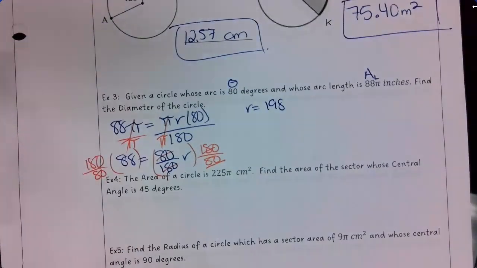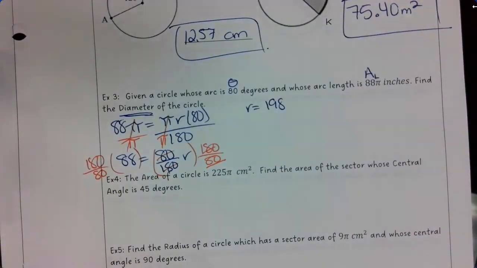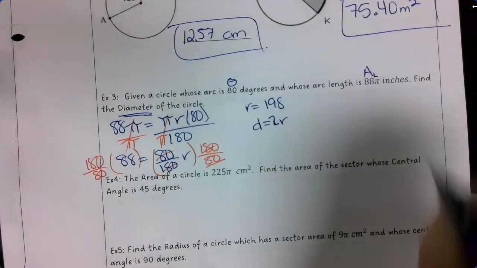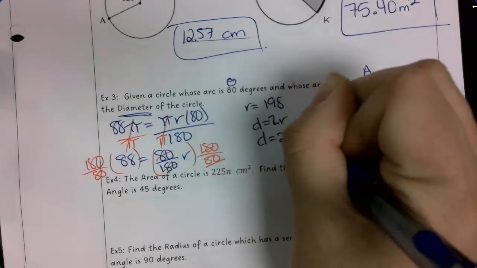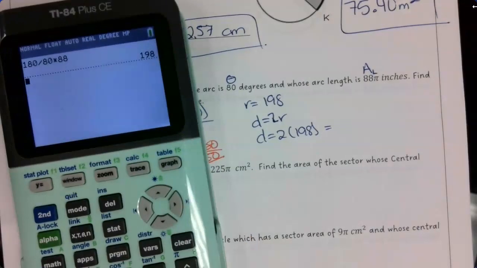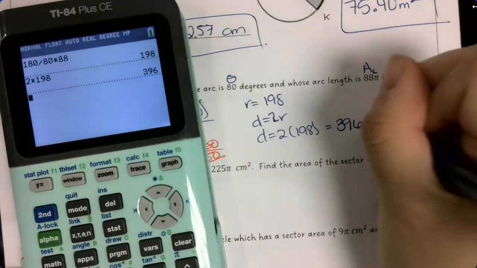But the question wasn't asking for my radius, it was asking for my diameter. Remember, my diameter is twice as long as my radius. So if I plug in that 198, and multiply by 2, I get 396. And this was in inches.